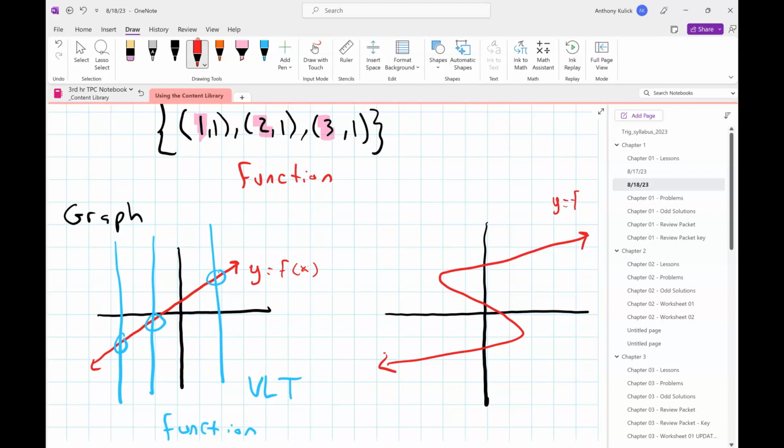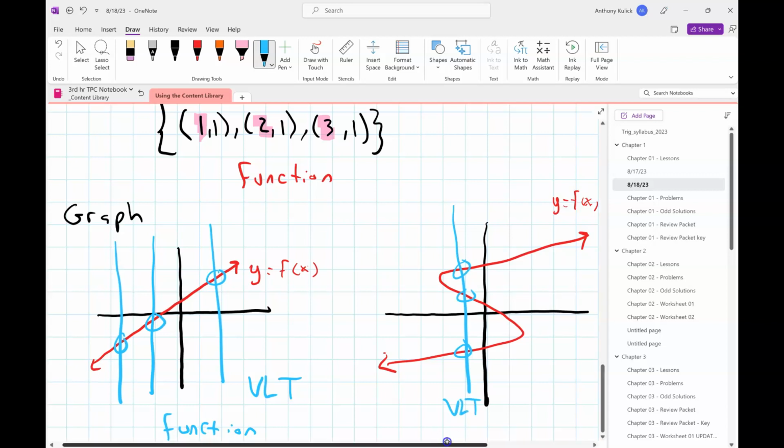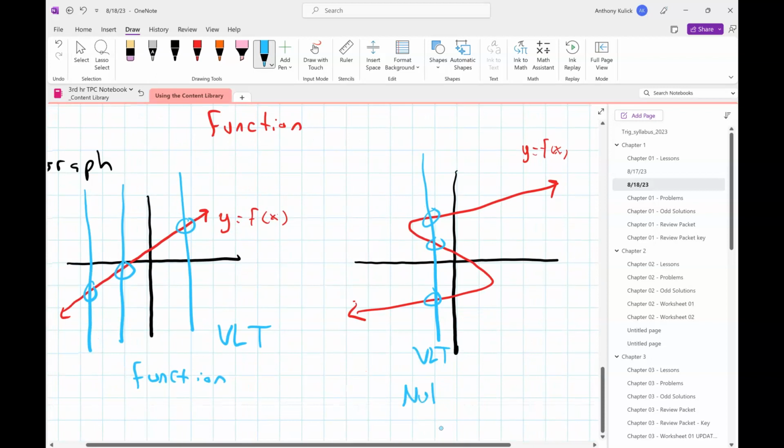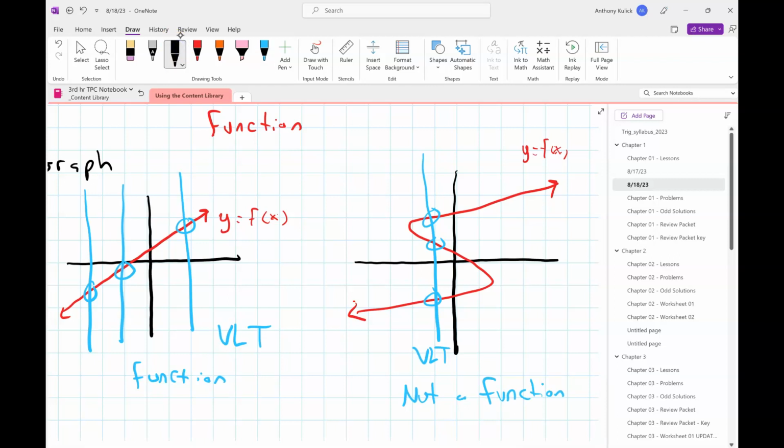And this guy you say is no, why not? Does not pass the vertical line test. Yeah, easy to see that there's a lot of places where I could draw a vertical line and it would fail the vertical line test, right? Because it intersects the graph more than once. Everybody remember doing that?